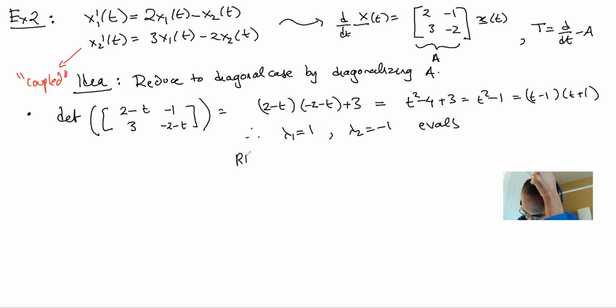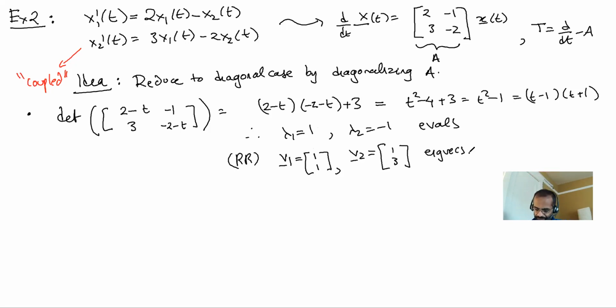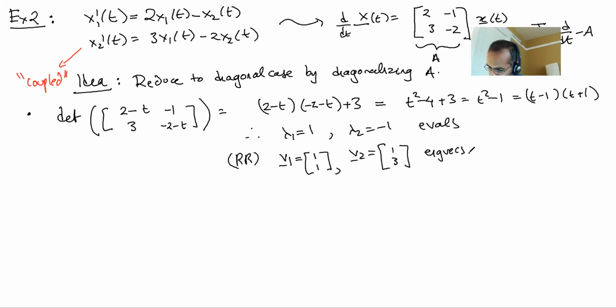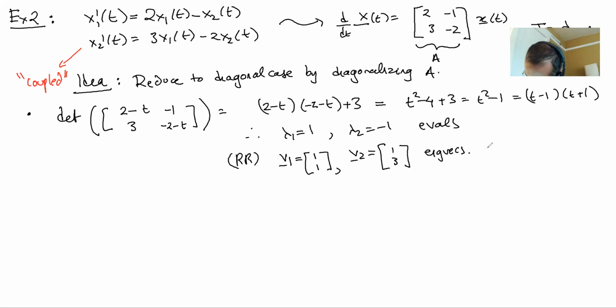And you can do row reduction, which I'm not going to do, but I did it at home. And you get eigenvectors (1, 1) and (1, 3). Okay, so now we have these. So how are we going to use this to solve the equation? Well, the key insight is, what's the nice property of eigenvalues and eigenvectors, right? The property is that A v1 equals lambda 1 v1 and A v2 equals lambda 2 v2, right? That's what it means.